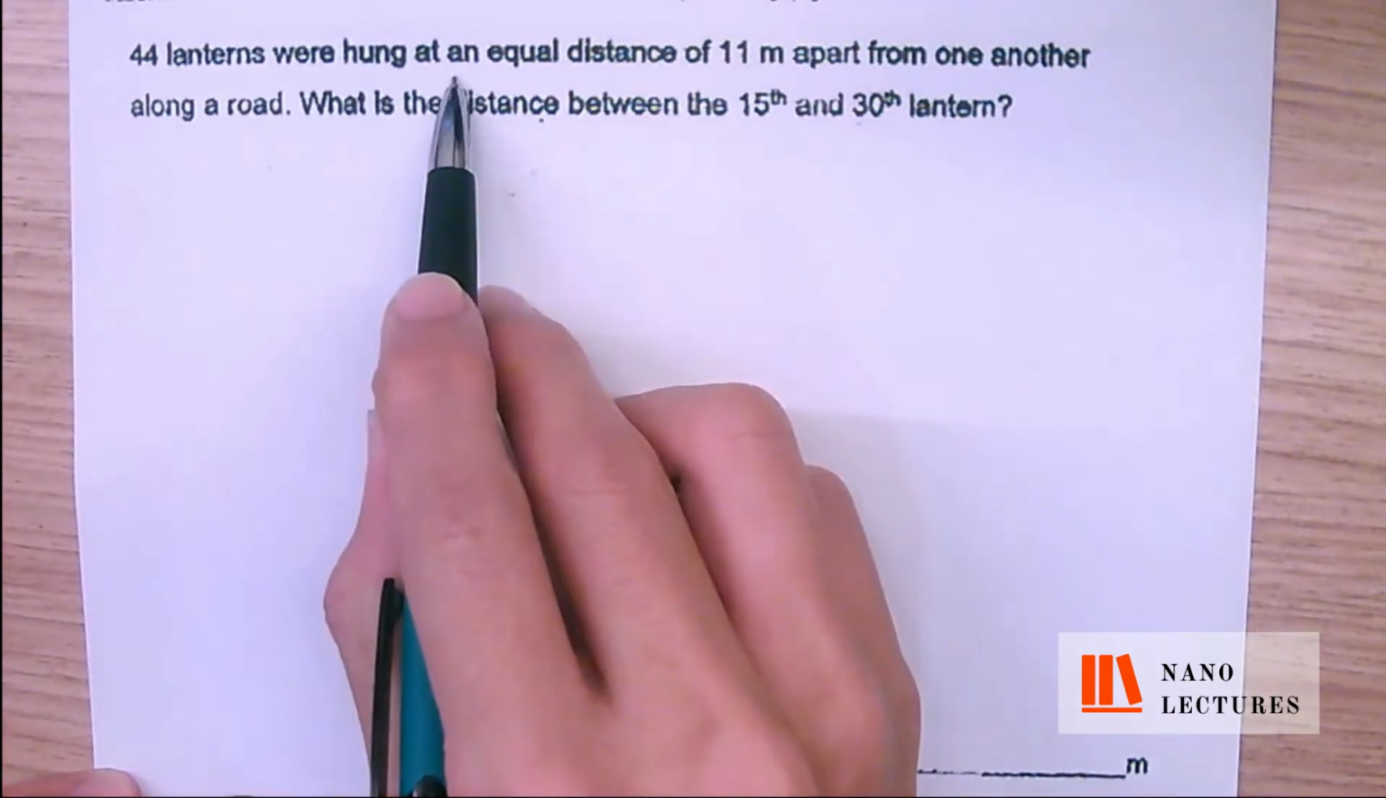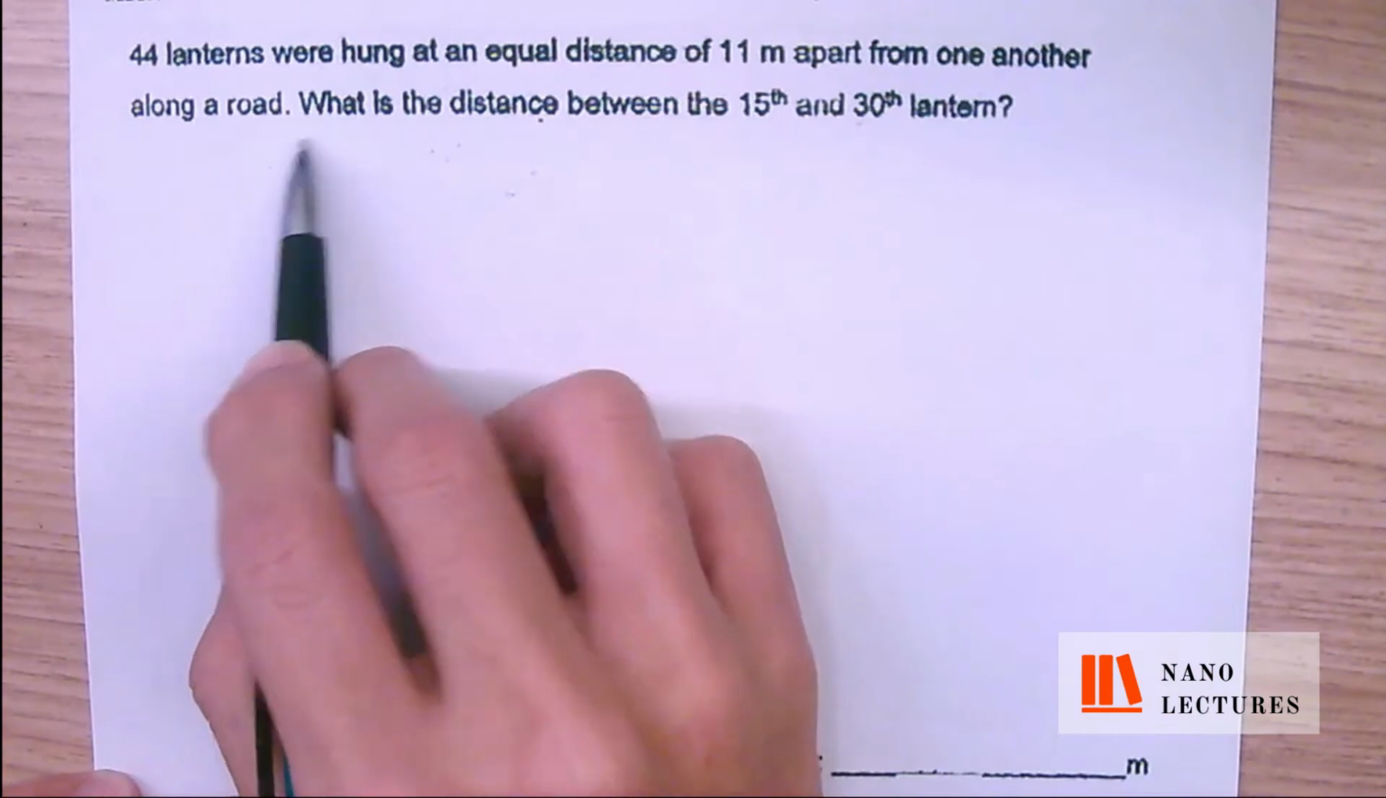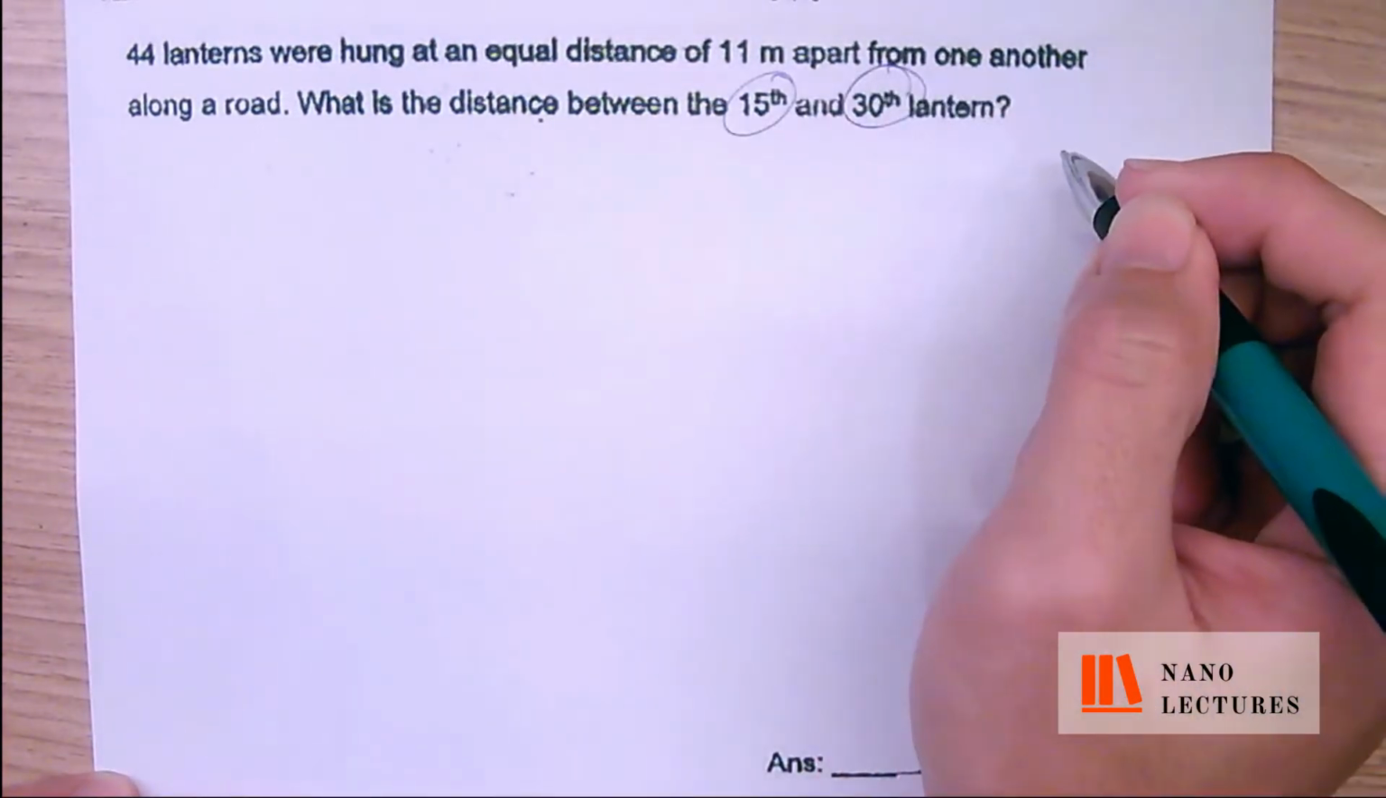44 lanterns were hung at an equal distance of 11 meters apart from one another along a road. What is the distance between the 50th and the 30th lantern?